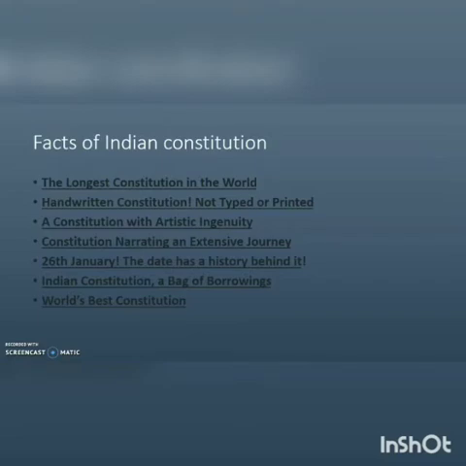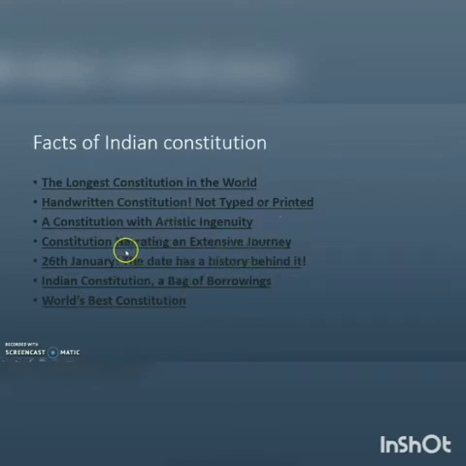First one, our constitution is the longest constitution in the world. There's no doubt. Why it is the longest, we discuss in the features. Then, originally, the Constitution of India was not printed, it was handwritten. And the borders of the Constitution were designed in an artistic way by experts from Bengal.